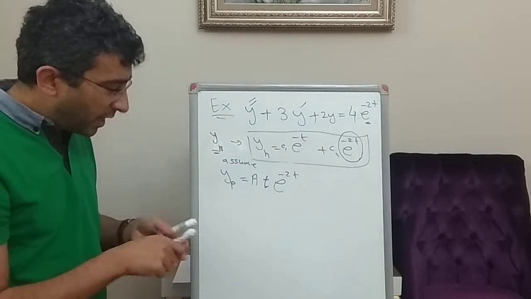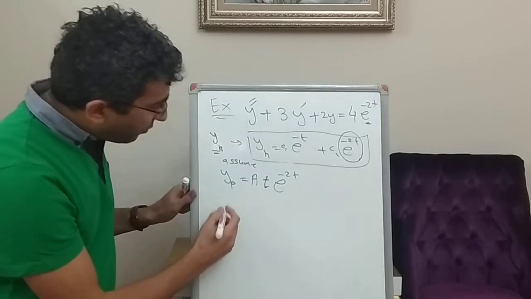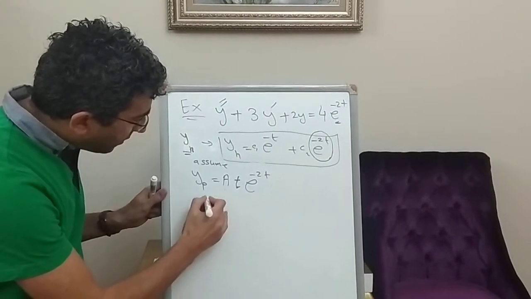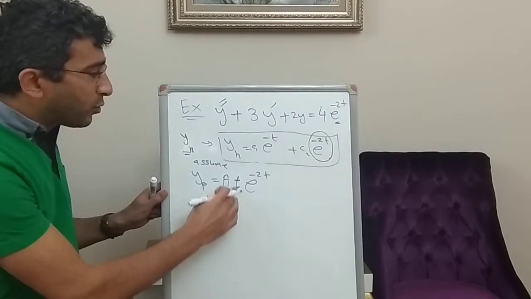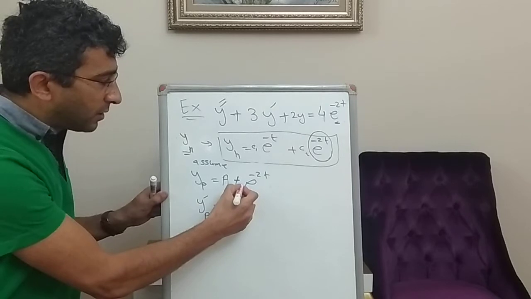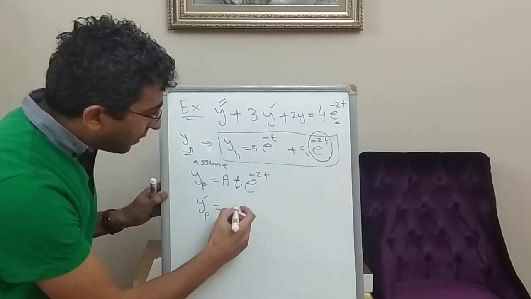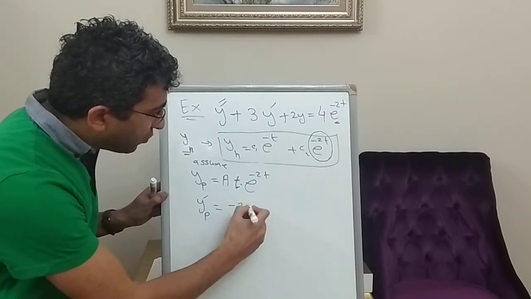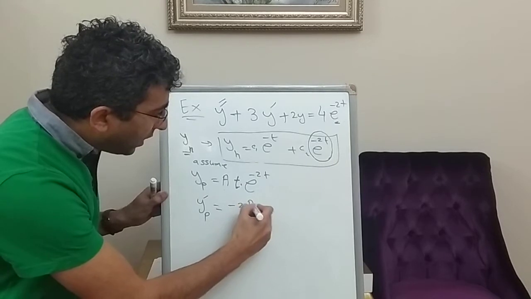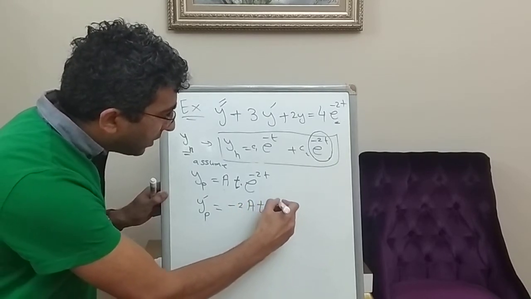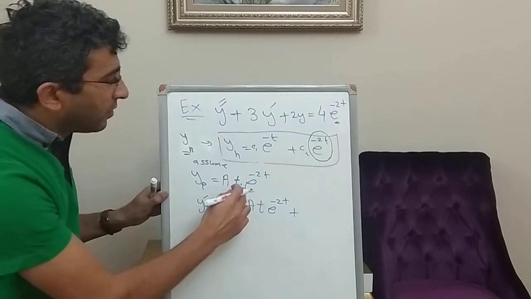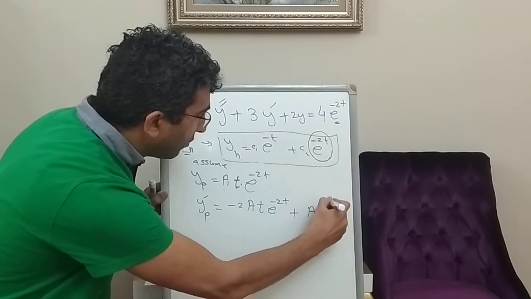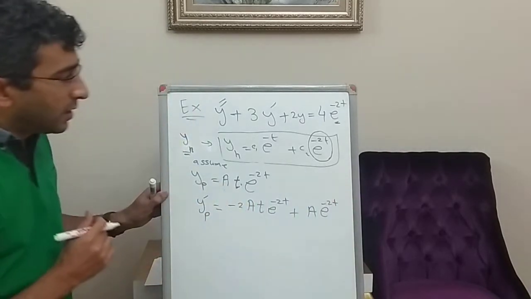Now I want to find what is a. What is the value of a? So I will take the derivative of this and plug it into the equation. So y prime is a product between two functions. So the first function, a t, multiplied by the derivative of the second function, which is minus 2, so minus 2 a t e to the minus 2t, plus the second function multiplied by the derivative of t, which is equal to 1.